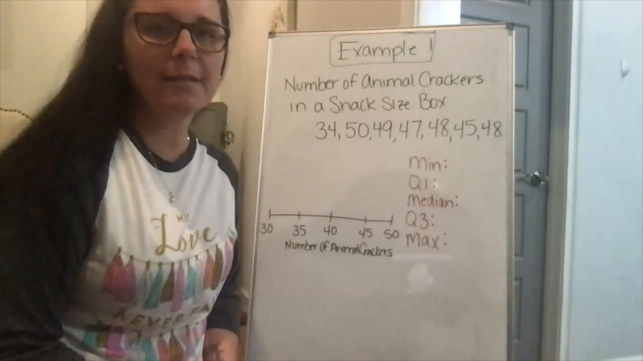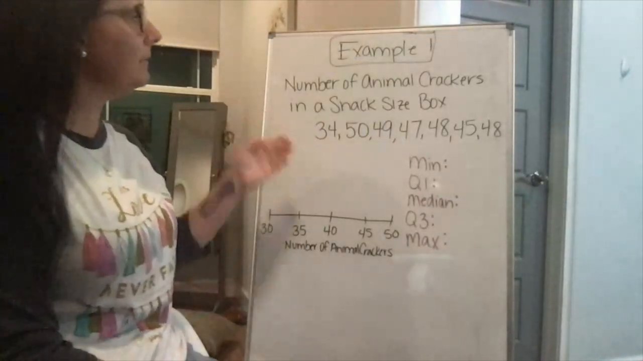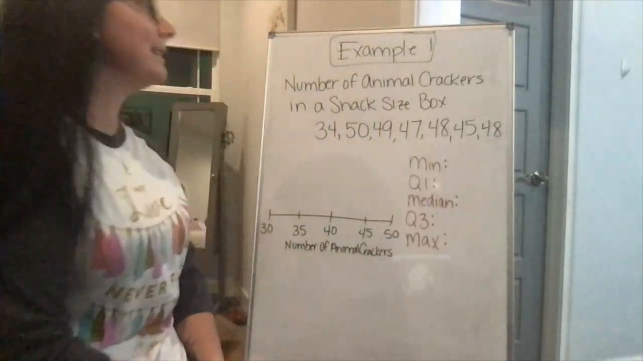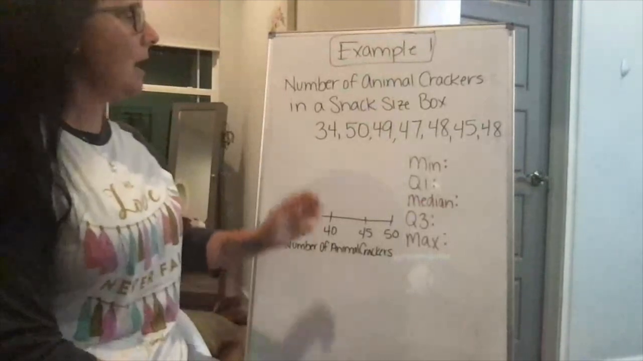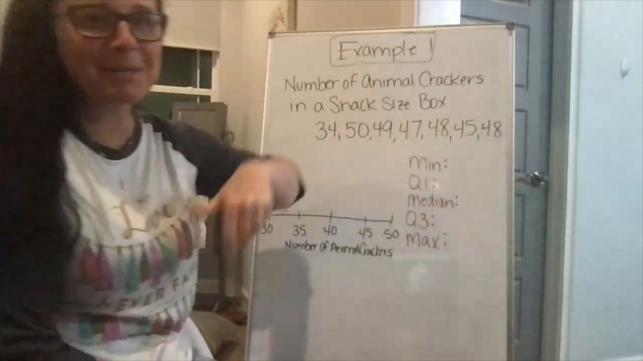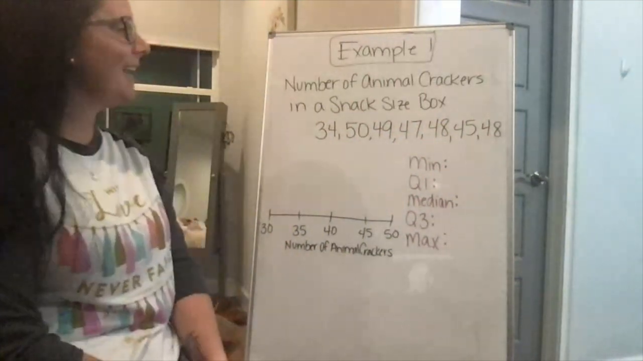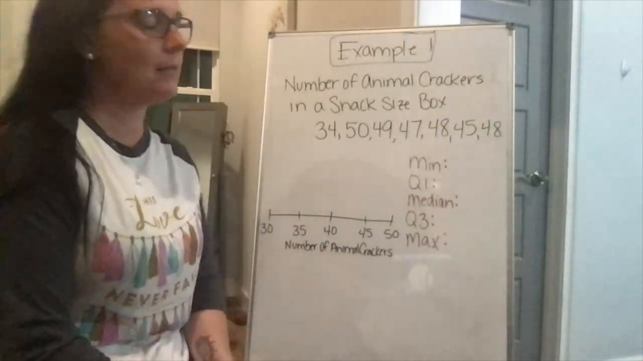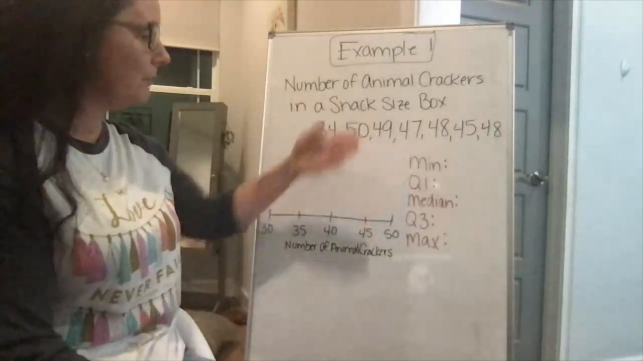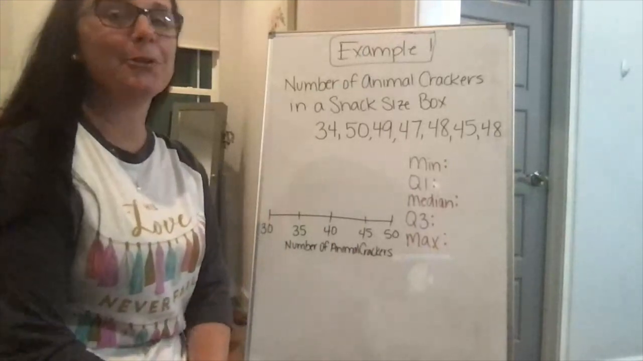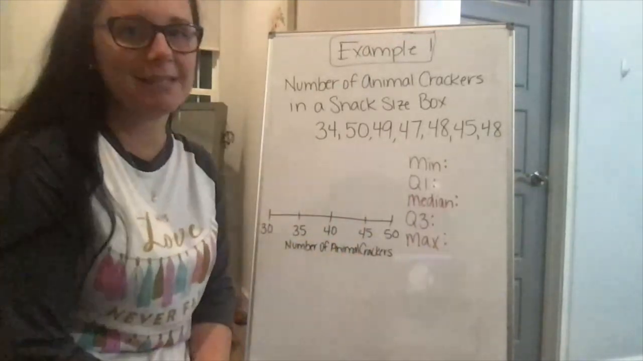Okay, so for example one, we were given some data where somebody counted the number of animal crackers in snack size boxes. So they've eaten 1, 2, 3, 4, 5, 6, 7 boxes of animal crackers and counted how many crackers were in each box. We've been asked to make a box plot. And in order to do that, we need these five pieces of data.